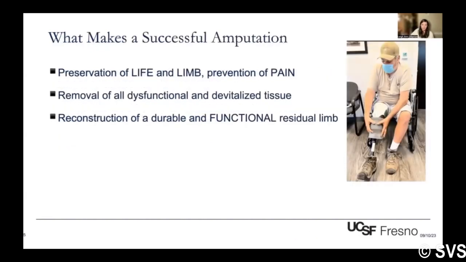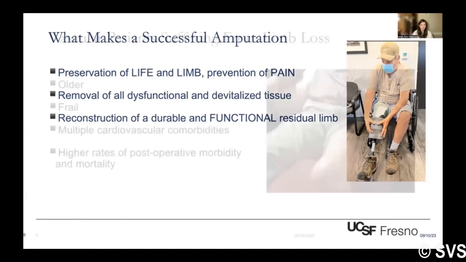So what makes a successful amputation? Well, clearly we want to remove all of the dysfunctional and devitalized tissue, and that's our primary goal. However, beyond just getting them through a successful surgery, we want to preserve life and limb and ultimately prevent pain, because that's what most of these patients with CLTI are faced with. And in preventing pain, we want to reconstruct a durable and functional residual limb that they can not only live pain-free with, but also have functionality and live independently.